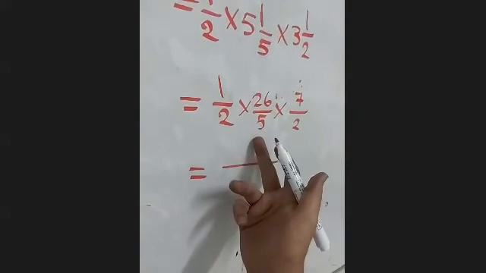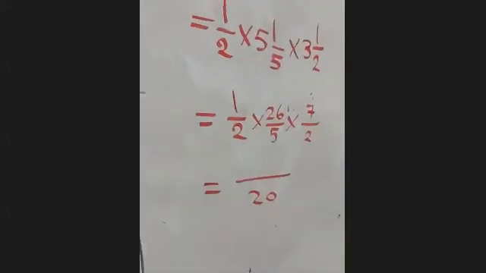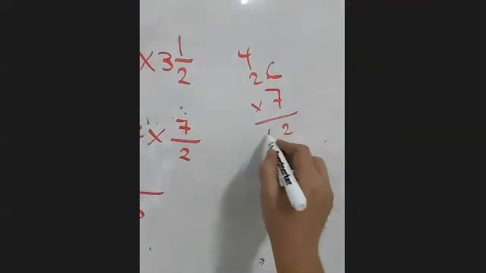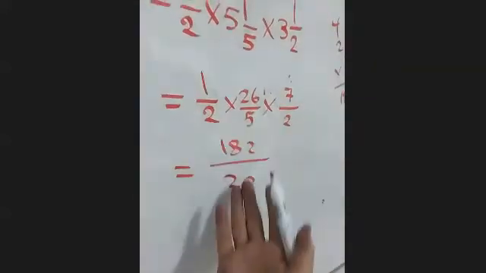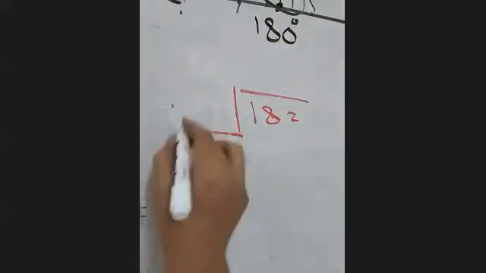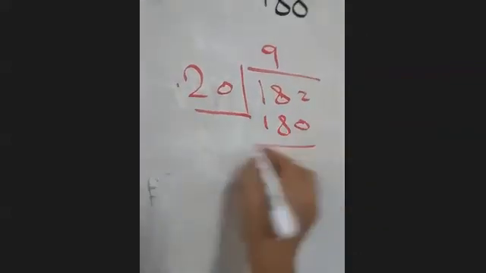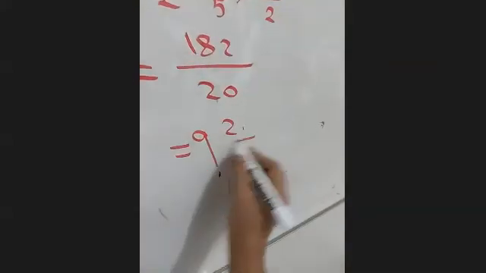Down, 10 with 2, 20. Up, 1 multiply 26 multiply 7. 7 multiply 26 is 182. Now to find the answer, we will make long division. 182 divided by 20, 9. 9 times 20 is 180. Subtract, 2. So what's the answer? It is 9 and 2 over 20.